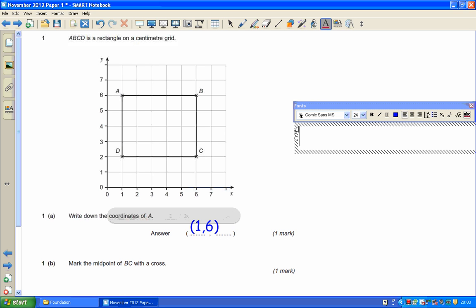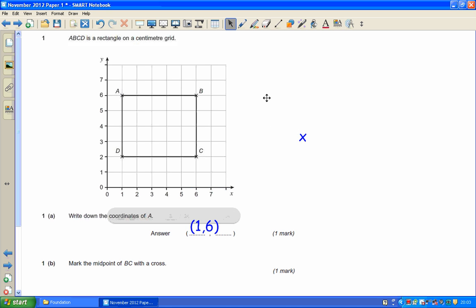Mark the midpoint of BC with a cross. Okay, so there's B and there's C, so the middle of them is going to be there. So there's a cross to mark that.